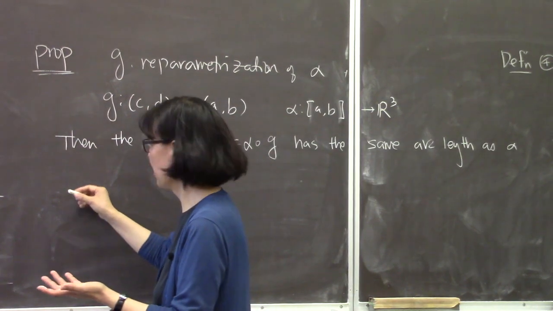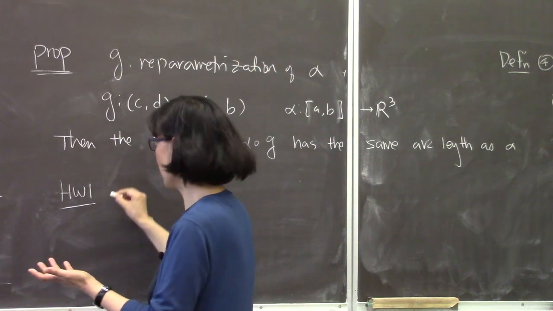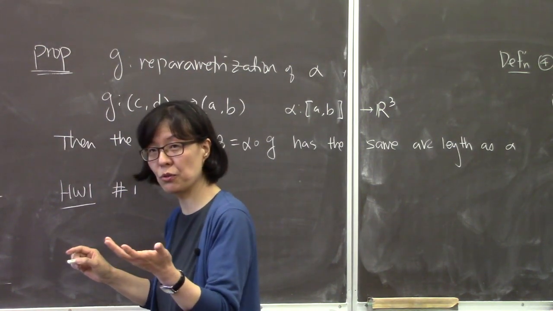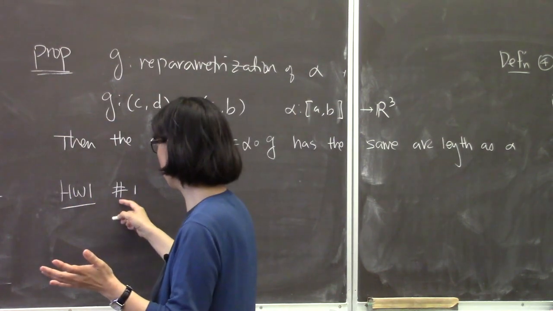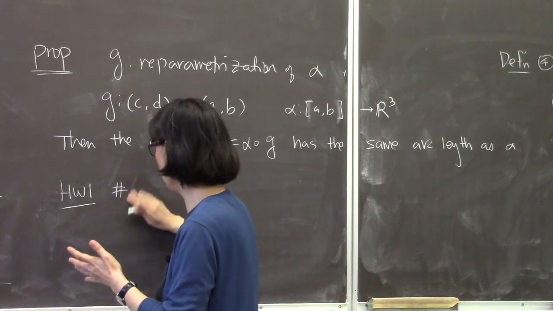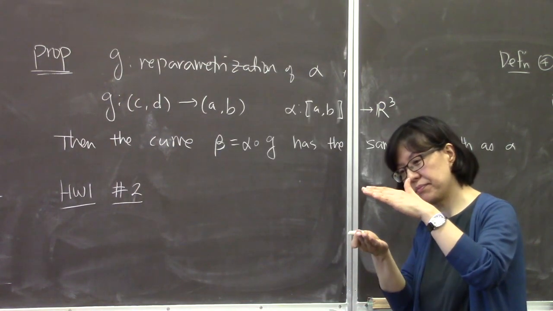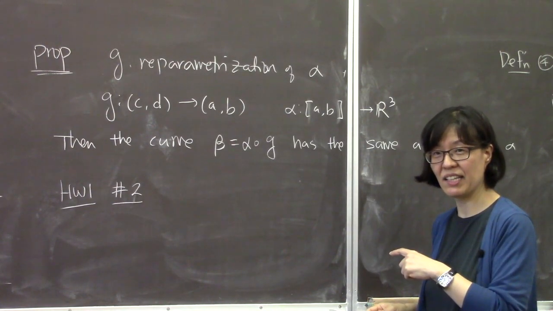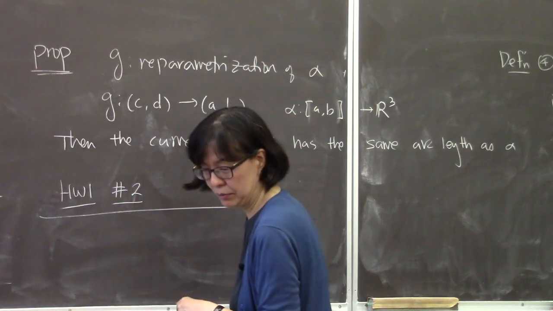So I'll give you the homework. This is homework one. Problem number one is I want you to write a short history of a local curve. Number one is the history, and number two is a diagram. It's just very short work.